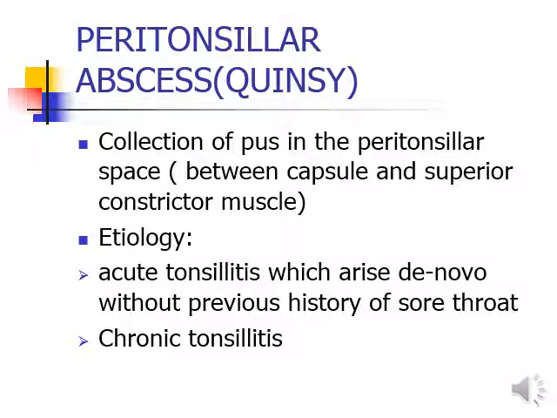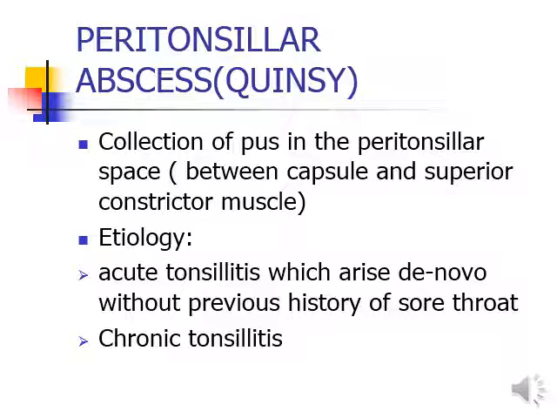Another type of deep neck infection is called the peritonsillar abscess, or in other words the quinsy. The quinsy is a collection of pus in the peritonsillar space. It's a potential space; actually, it is closed. It lies between the tonsil, included in its capsule, and the superior constrictor muscle.